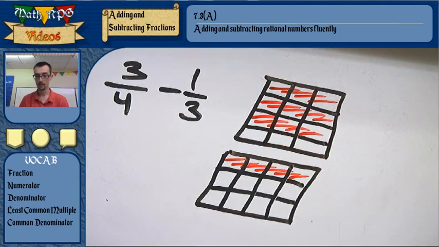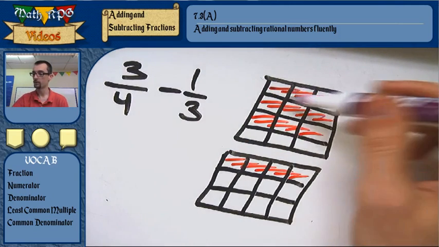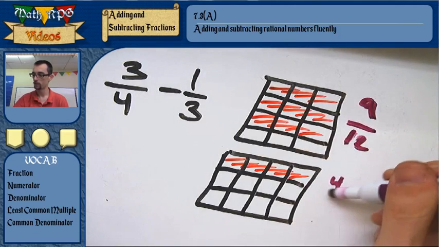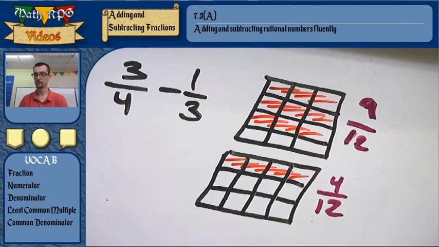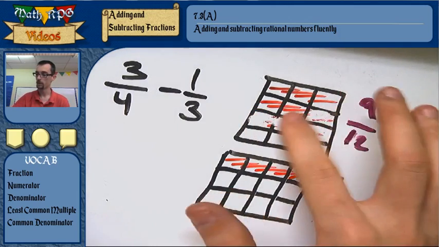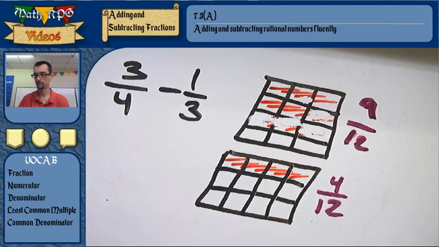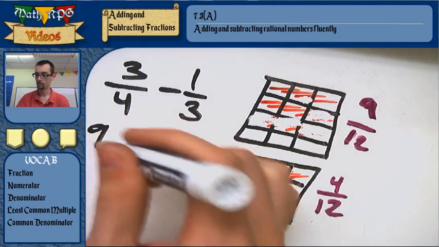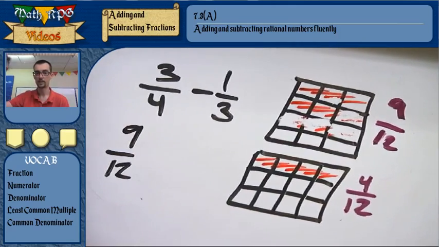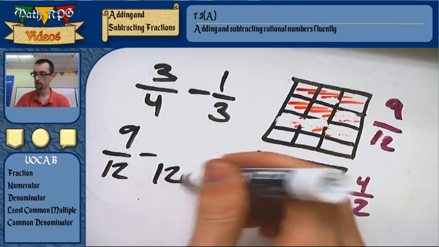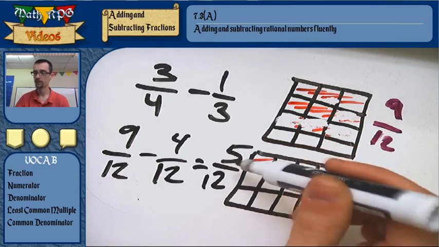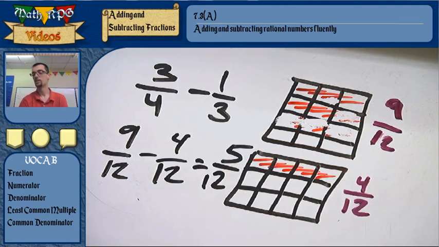So now my problem becomes I have 1, 2, 3, 4, 5, 6, 7, 8, 9 twelfths. Subtract from that 4 twelfths. And it becomes really easy, right? Just take 4 away from here. So 1, 2, 3, 4. And I'm left with 5 twelfths. Because we just saw that in the last few examples. When they have the same denominator, you keep the denominator the same, but you subtract the numerators. 9 minus 4 is 5. Okay. So that's how that works.